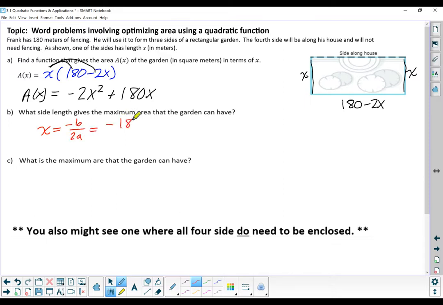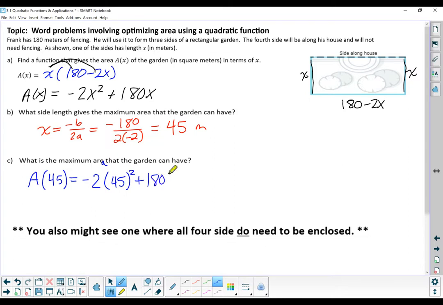So that would be negative 180 over 2 times negative 2. Negative 180 divided by negative 4 is 45 meters. When it asks for the maximum area that the garden can have, that's asking you to actually calculate, oh, that's a typo, area. Actually calculate the area if the side is 45. And you definitely can do that by substituting your x value into the equation. And that will give you the answer.